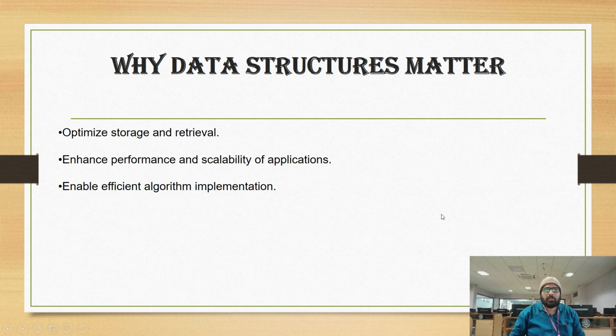So why do we learn data structures? Why does data structure matter? To optimize storage and retrieval of data, enhance performance and scalability of applications, and enable efficient algorithm implementation. For all these things, we need data structure basics, especially for sixth semester students.